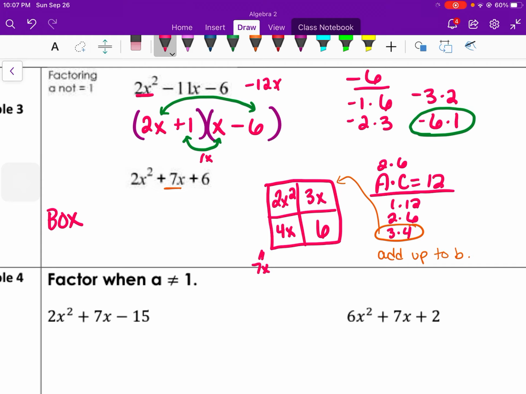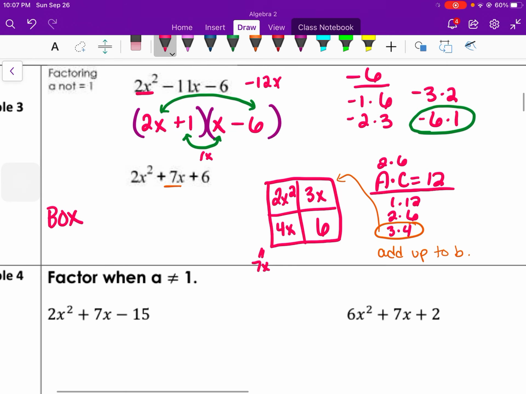So now my box contains this quadratic equation. It's just broken apart. It has a 2x squared, it has the 7x, and it has the 6. Now I'm going to factor by finding the greatest common factor of each row or column. So like 2x squared and 3x, I can divide both of these just by an x. So I would take out just an x for that row. If I look at this column right here, 2x squared and 4x, I can divide both of those by 2 and an x. So 2x goes there, and 2x times x is 2x squared.